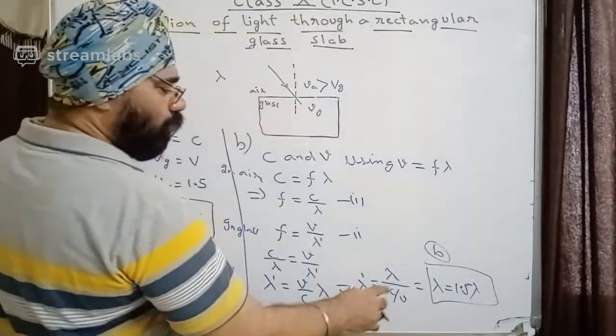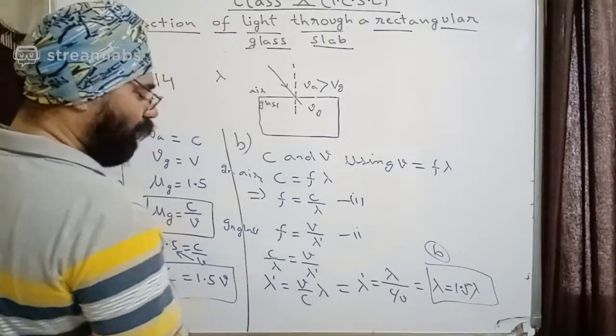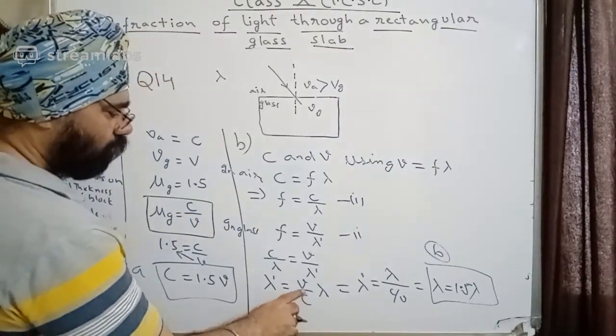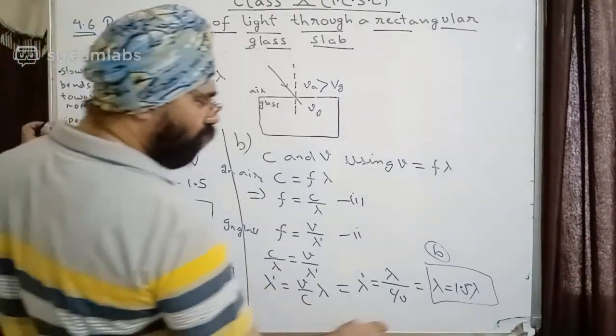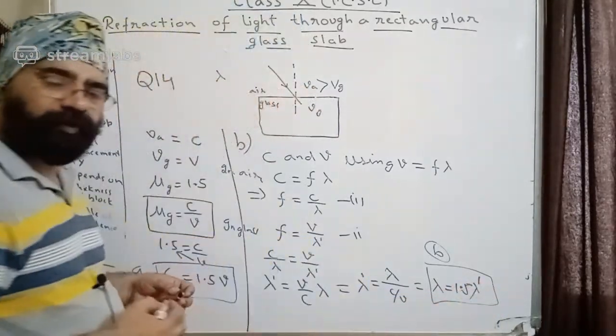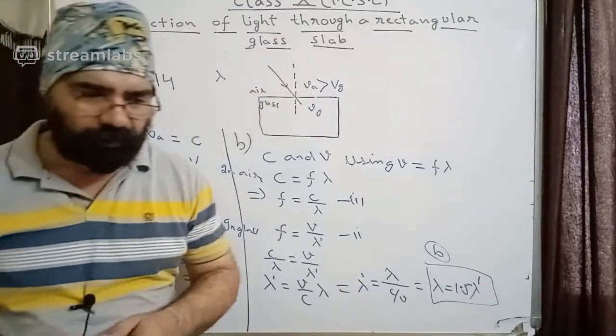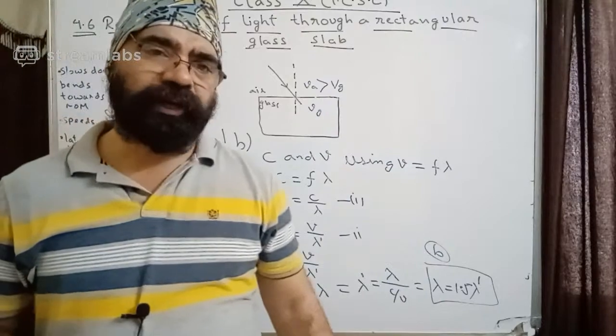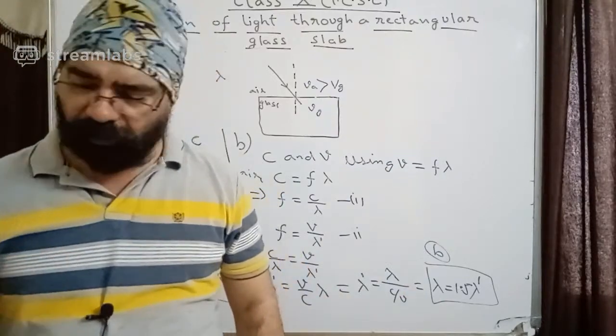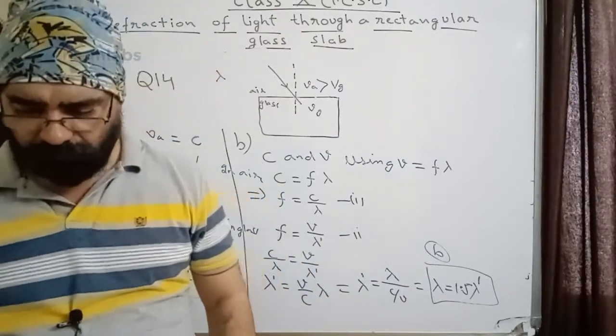Got it? Lambda is equal to 1.5 lambda dash हमारे पास आ जाता है. Lambda is equal to 1.5 lambda dash is the relationship. Okay? तो उनका रेशियो पूछेंगे तो 1.5 is to 1. Done?